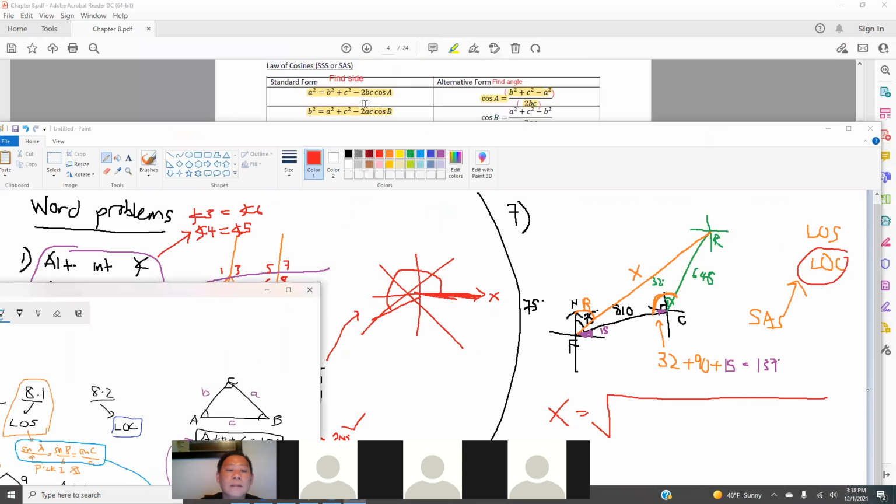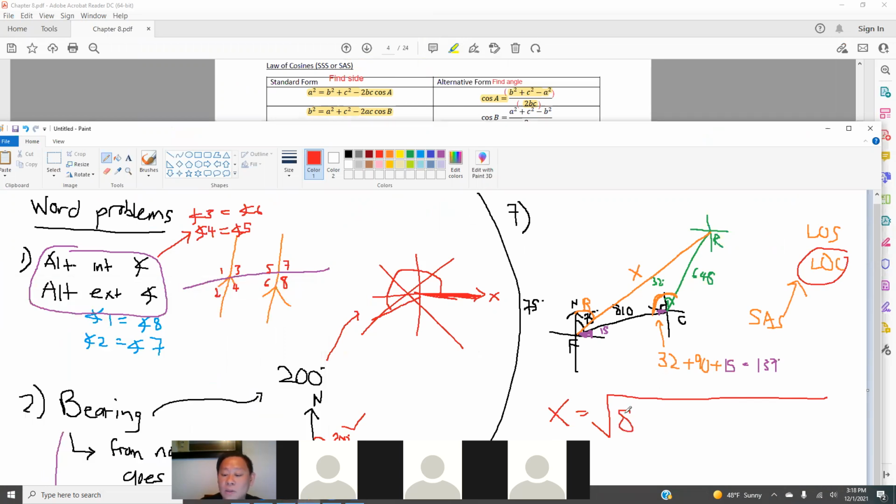So the law of cosine says if you want to find this length, it is these two, the square, so 810 squared plus 648 squared, minus 2 times these two, 810 times 648, times the cosine of this 137.